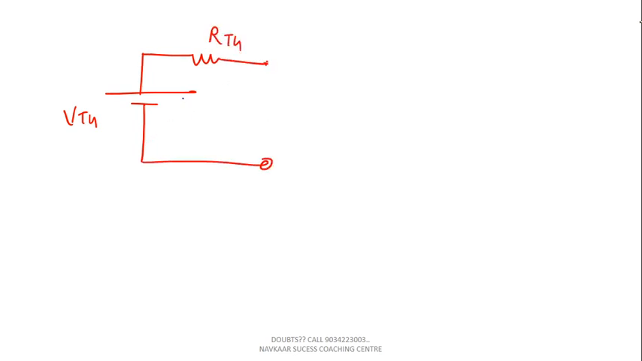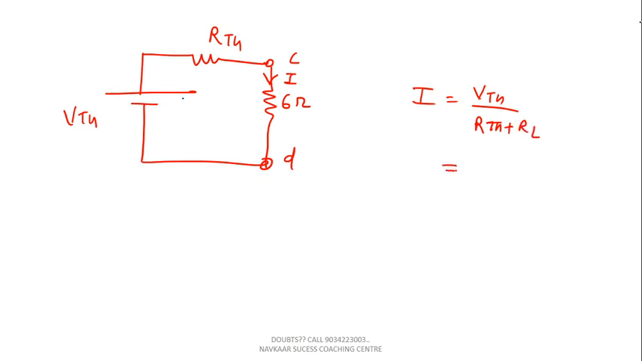Now the next step, we need to draw the Thevenin equivalent, meaning we need to draw the VTH. As you know, VTH is always connected in series with RTH, and you have removed the load resistance, that is the 6 ohm, from the C and D terminals. Now you need to calculate the value of current. I is equal to VTH divided by RTH plus RL. The VTH value we got is 3 volt.